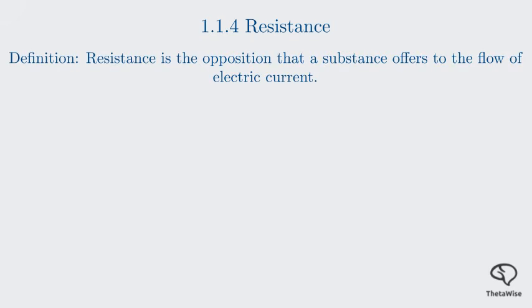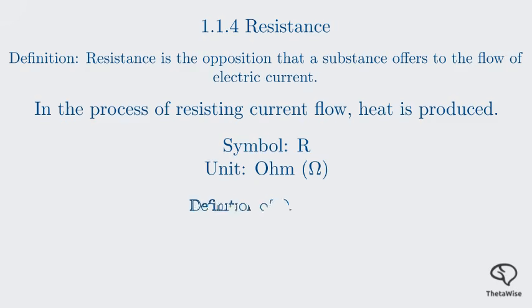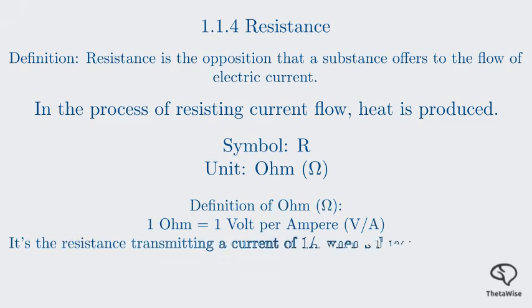As electrons push their way through a material, they collide with atoms, losing some of their energy along the way. This energy loss is why resistance causes a heating effect. The collisions convert electrical energy into heat energy. We represent resistance with the symbol R, and its standard SI unit is the ohm, represented by the Greek letter omega, Ω. The ohm is defined as the resistance that allows a current of 1 ampere to flow through it when a potential difference of 1 volt is applied across it.